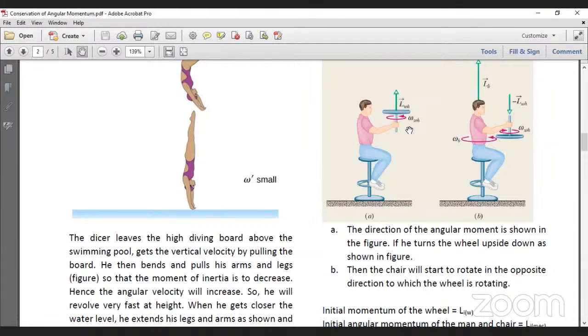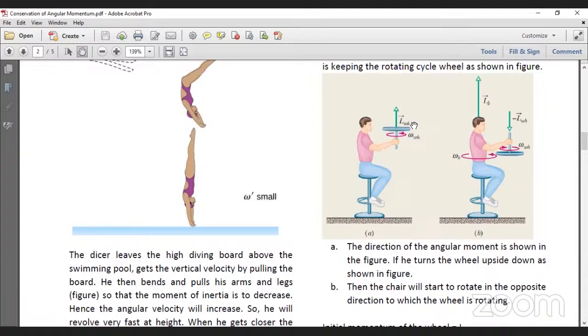And if we ask to change the direction of the angular momentum of the wheel, by turning the hand upside down, then this can change the direction of the angular momentum downward.